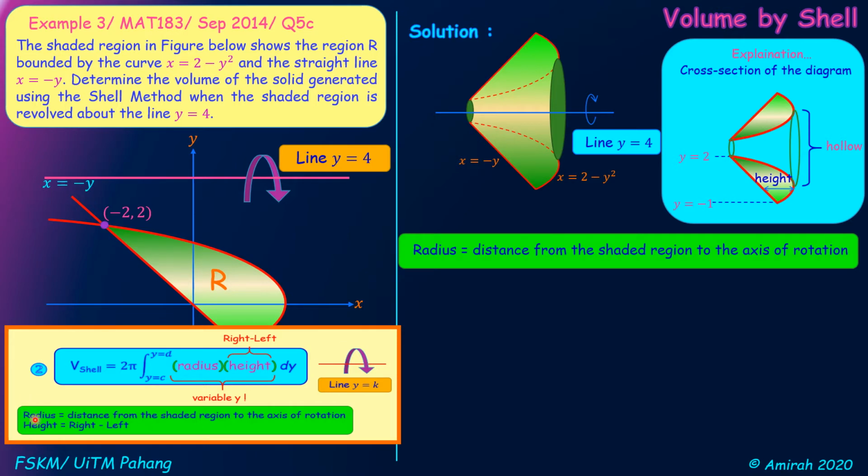Alright, under the shell method, we need to find the radius. Radius means the distance between the shaded region and the axis of rotation. This is the original shaded region. This is the axis of rotation. So the distance between the original shaded region and the axis of rotation is the radius under the shell method.